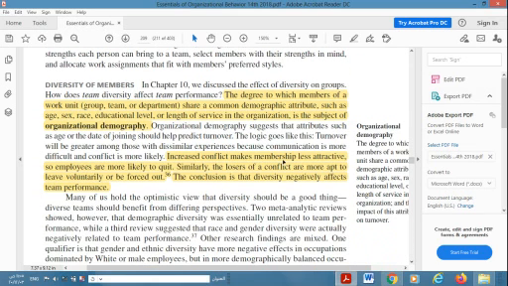Increased conflict makes membership less attractive. So employees are more likely to quit. Similarly, the losers of conflict are more apt to leave voluntarily or be forced out. The conclusion is that diversity negatively affects team performance.